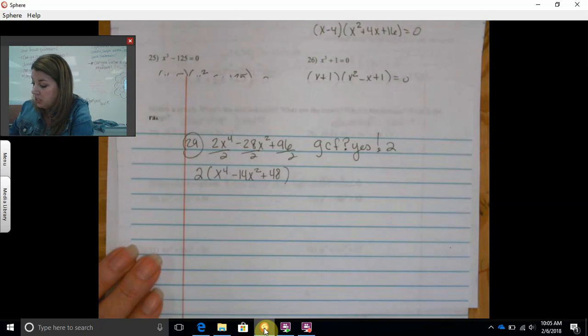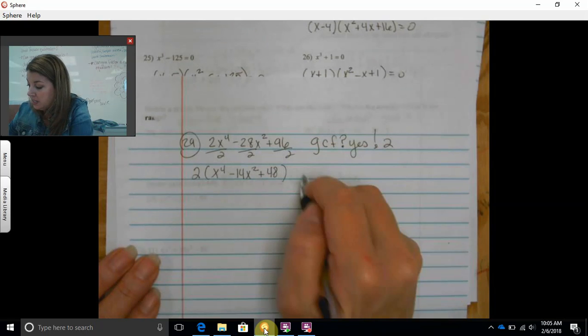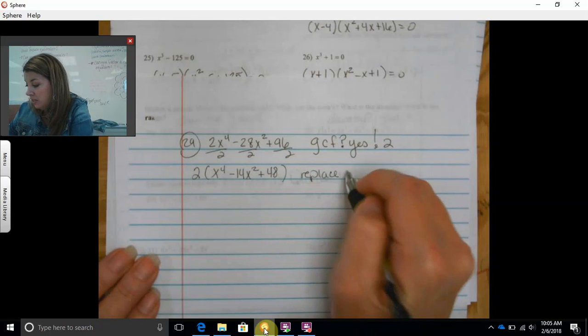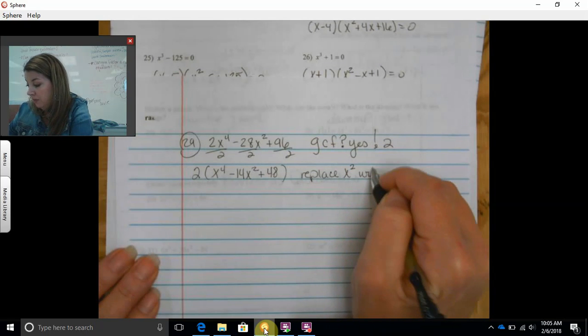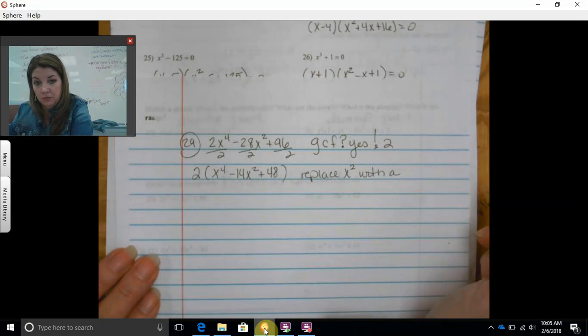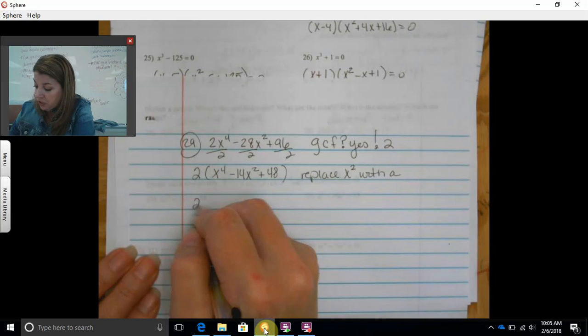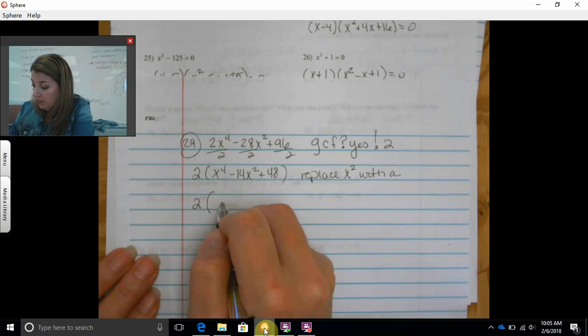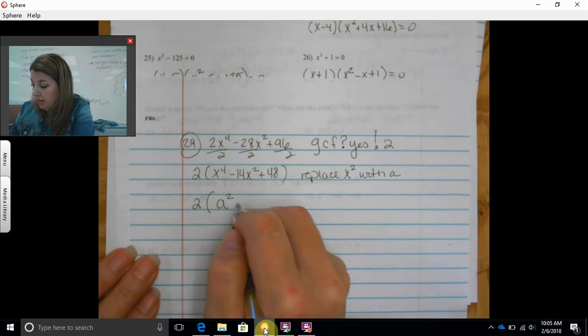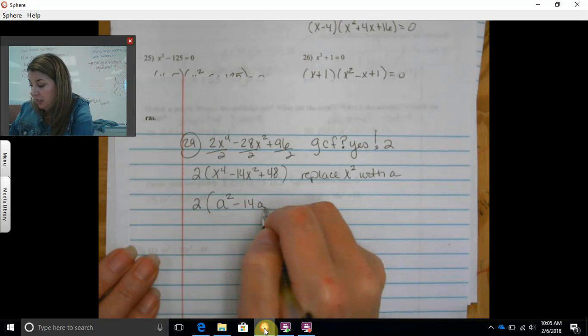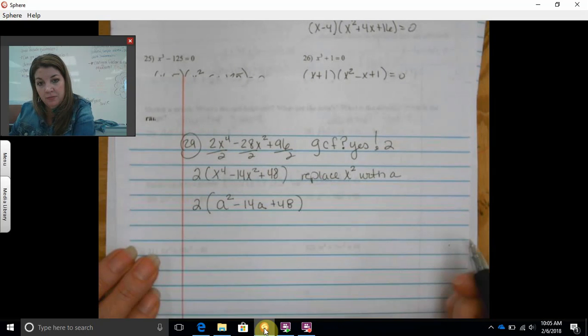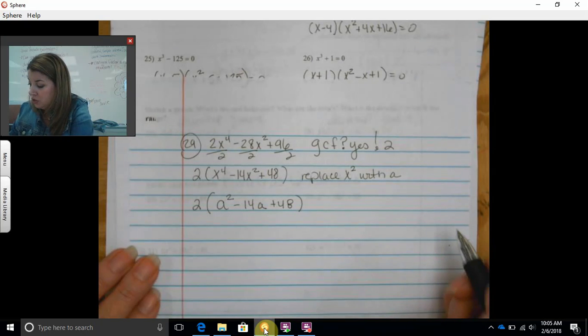All right, so remember, to rewrite, I replace x squared with a. So don't forget to bring down your GCF. And I'll have 2 times a squared minus 14a plus 48. I turned it into a quadratic. This only works with 4 to 0 degrees. Just because it's 4 degrees does not mean you can use this method, okay? So now I made a quadratic.